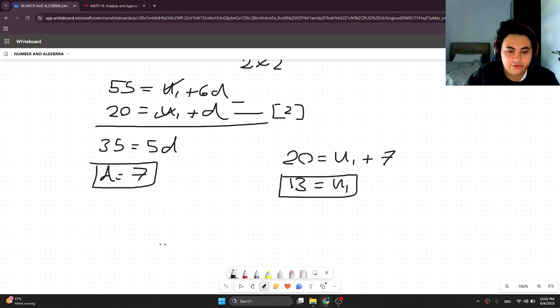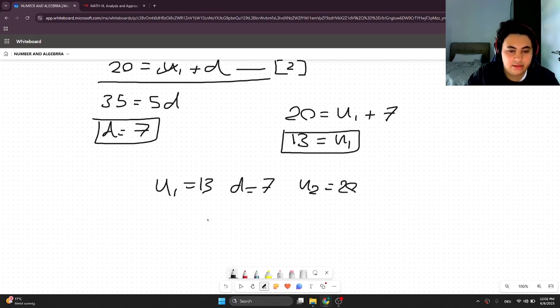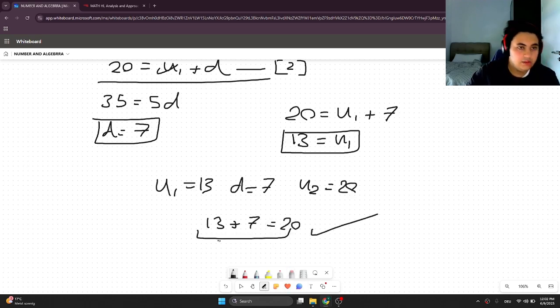So let's check this information. If u1 is equal to 13, and d is equal to 7, and the second term is equal to 20, that makes sense, right? Because 13 plus 7 is equal to 20. There we go. It is done. That question is now done as well. Okay, let's move on to the next one.